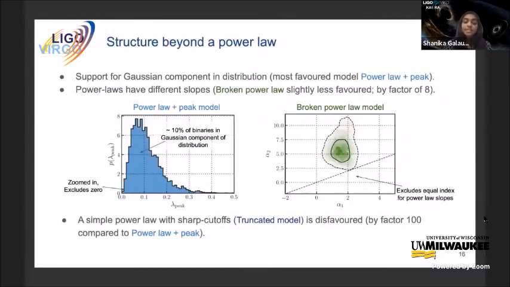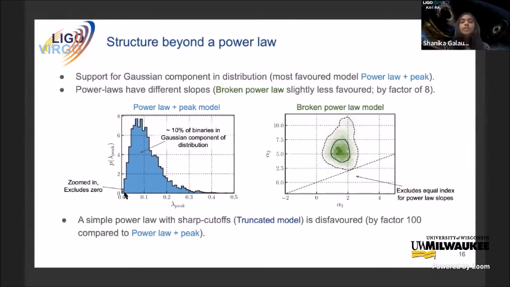One of the things we see in our mass distribution is that there is structure beyond just a simple power law. We have support for a peak-like structure and a break-like structure. Looking at the plot on the left, this is showing the fraction of binaries in our Gaussian peak component. We have 10% of the population in this peak. Zooming into the lower left-hand corner of this distribution, it excludes 0. So this suggests that there is this peak-like structure when we do our analysis with this model.